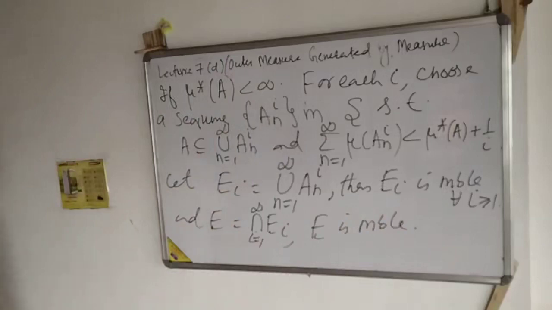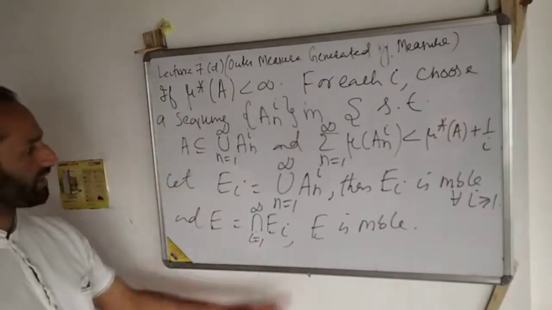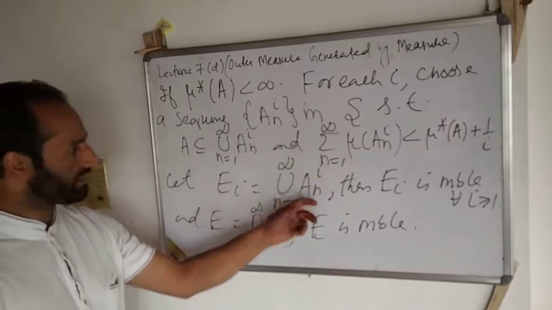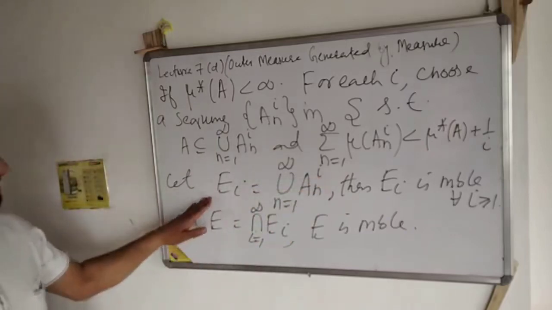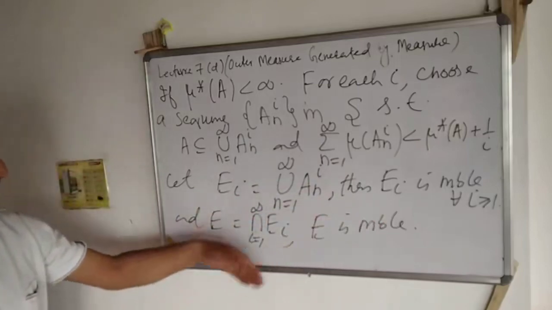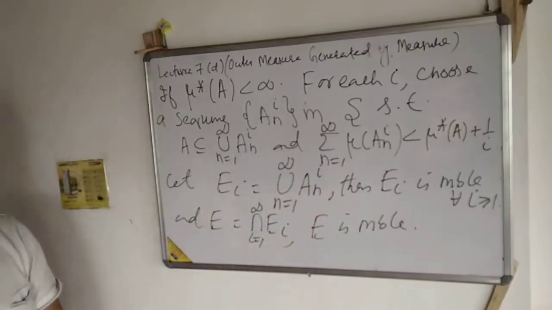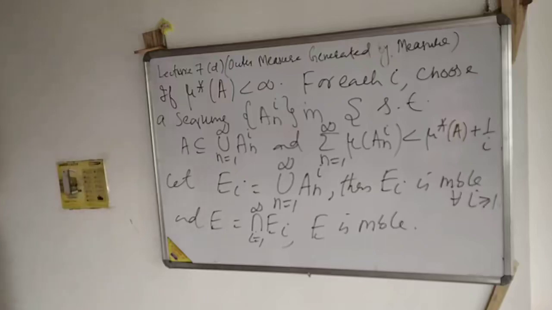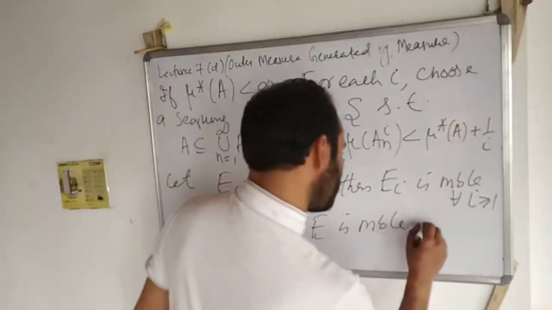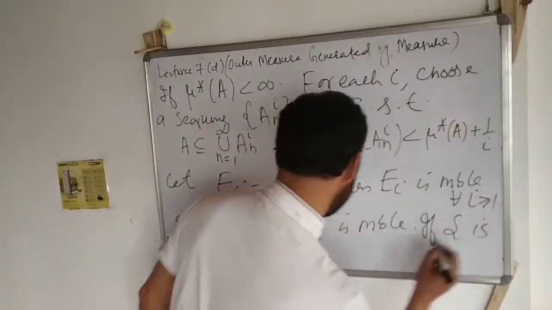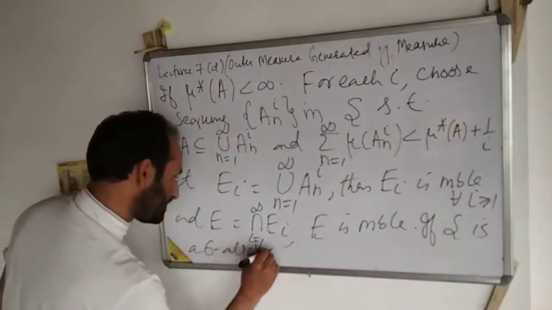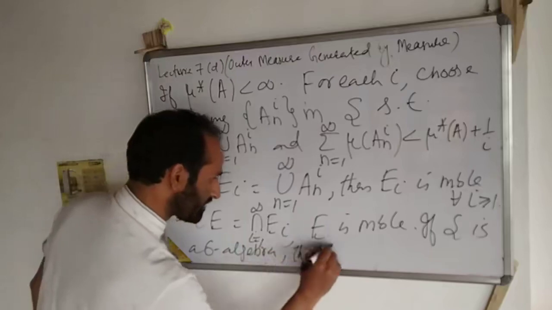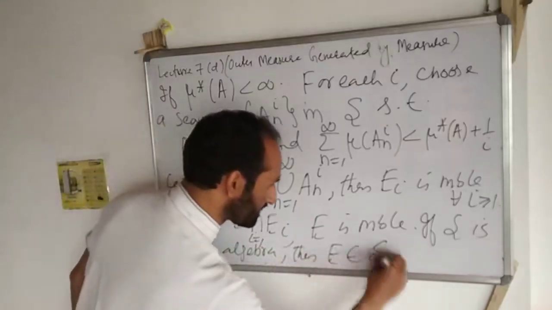And in case our S is a sigma algebra, since the A_{n,i} are in S, their union, which is E_i, is also in S. Now each E_i is in S, and the intersection of members of S is again a member of S, as S is a sigma algebra. So if S is a sigma algebra, then such an E belongs to S.